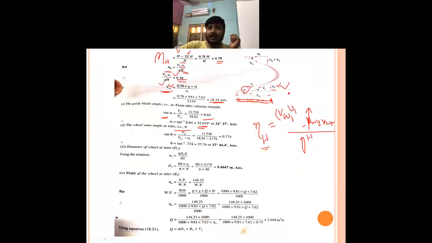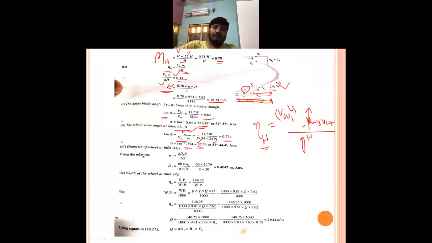Similarly, we will get theta. How? Tan theta is equal to VF1 by this portion, and this portion is nothing but VW1 minus U1. Look at over there, VW1 minus U1. So VF1 we have already got, VW1 value is known, U1 value is known, so it will come 0.774. So theta will come tan inverse 0.774, or 37.74 degree. Done, finished.